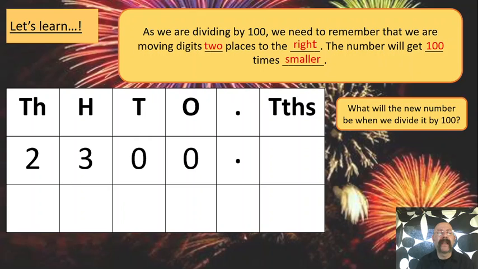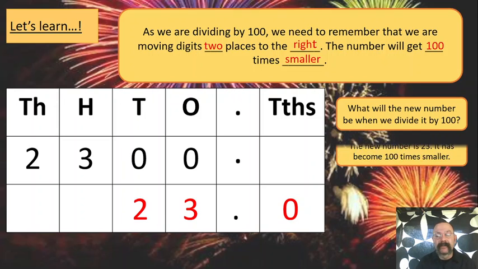Now remember the rule, each digit has to move one, is it 1 place or 2 places? How can we tell? When we divide by 100, we need to look at the zeros. So there are 2 zeros, so we're going to move each digit 2 places to the right. And our new number should be 23.0. Okay, so remember the 0 doesn't have a value in this case, so our answer could just be 23. And it's become 100 times smaller.